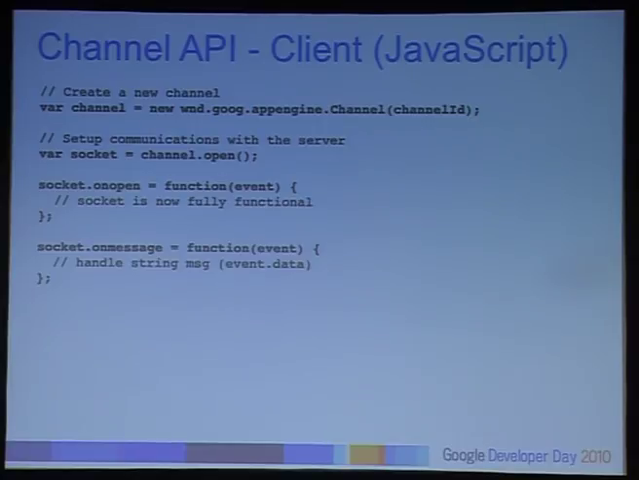Then every time there's a message from the server, this callback will be handled. So if that's an instant message, you can then display that in the user interface. And if you want to send something to the server, you just say socket.send and you pass in a message.